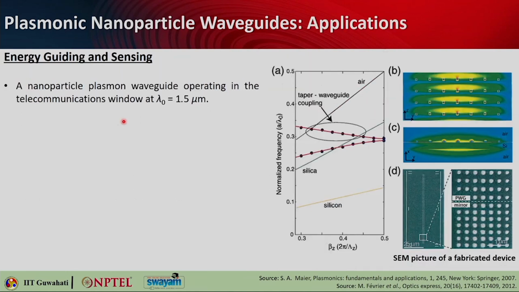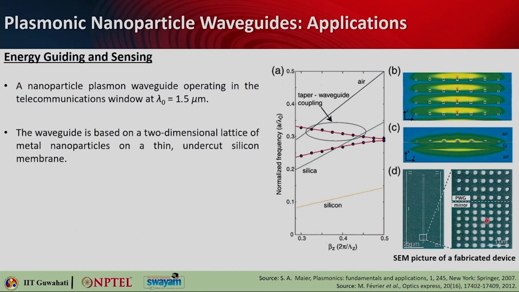You can also see energy guiding and sensing on plasmonic waveguides which are operating at telecom window at 1550 nanometer. So, this kind of waveguide is based on a 2-dimensional lattice of metallic nanoparticles on the thin undercut silicon membrane. So, you can see the SEM image of a fabricated device here.